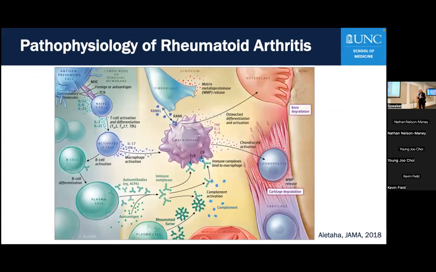Now, this slide looks a lot like one of the slides that Nate showed us, but I want to point out a few things because this slide encapsulates what we think the pathophysiology of rheumatoid arthritis is. You have an antigen-presenting cell up here in the corner, okay? And you have this foreign or autoantigen. One of our learners asked in the last session, what is the antigen? What is the cause? What is turning on the immune system? That's a brilliant question, and I don't know the answer. And I don't think anybody knows the answer.